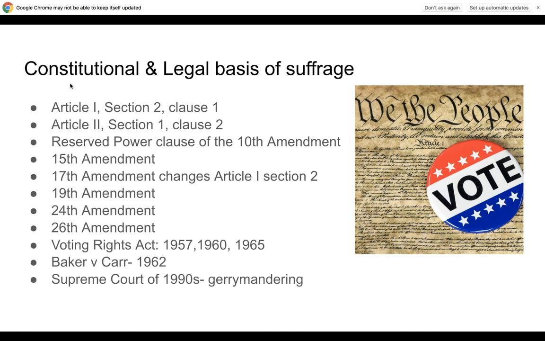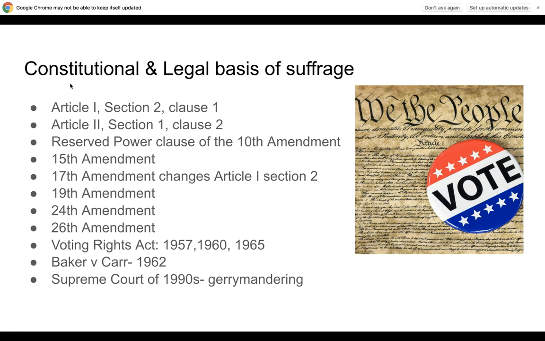Article 2, Section 1, Clause 2 provides for presidential electors to be chosen in each state with the manner determined by state legislatures. Remember, Article 1 is about what branch? Article 2 is about what branch, right? We should know this. So how are these people getting chosen? Reserved powers. The reserved power clause of the 10th Amendment gives the states the right to determine their voting procedures. Remember, in a federal system, each state does have some different procedures.